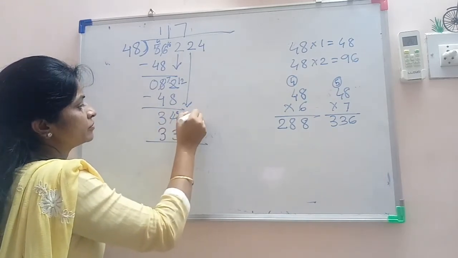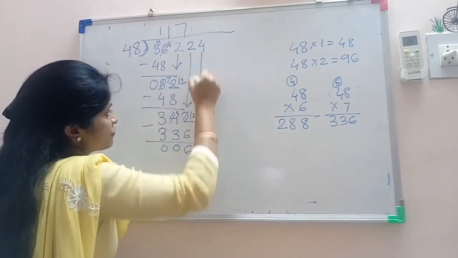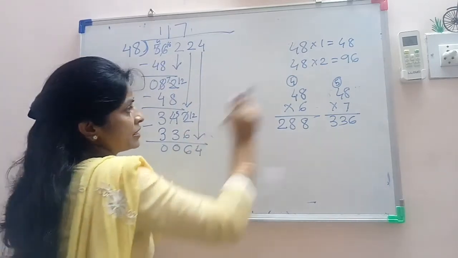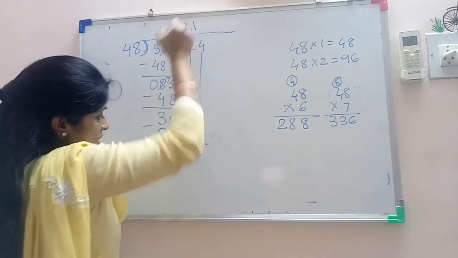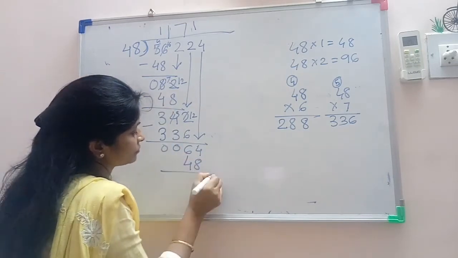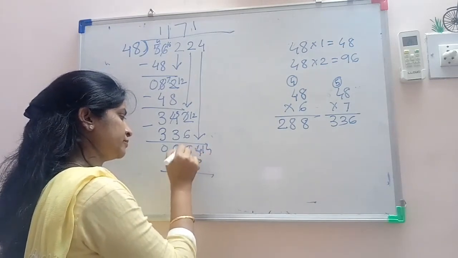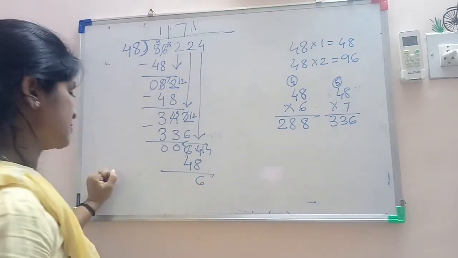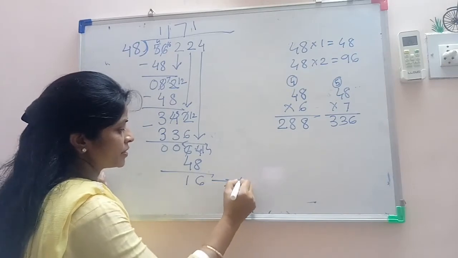Again regrouping the number. That becomes 6. Now we will take the 4 down. Again we are having 64. Now 96 is greater than 64. So we will again take 48 ones are 48. Now again regroup the number. 14 minus 8 is 6. This is 1. So the remainder is 16.